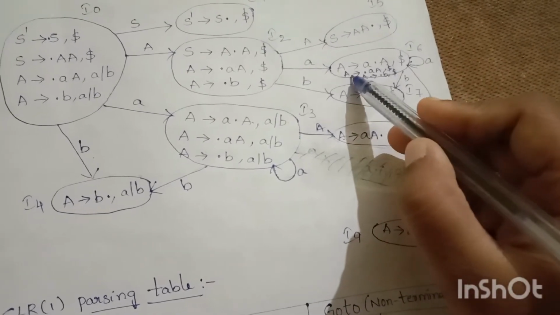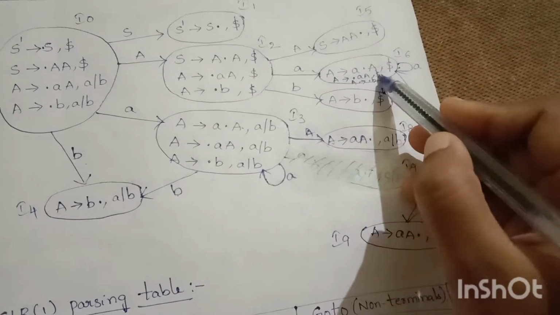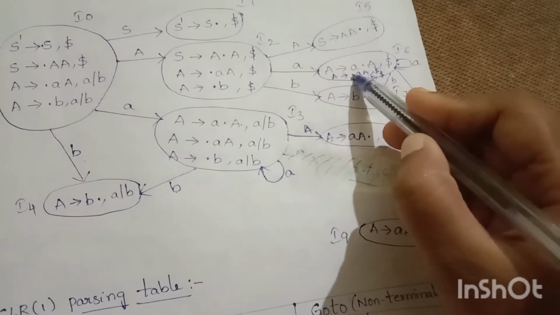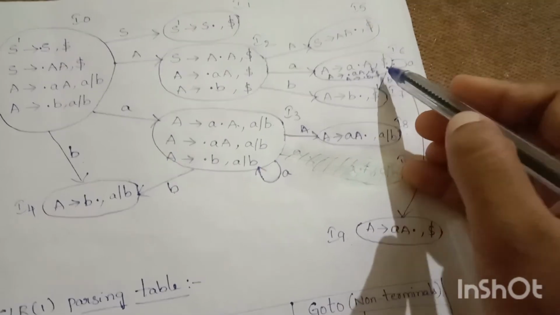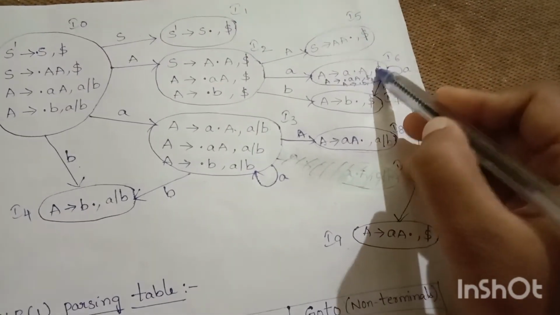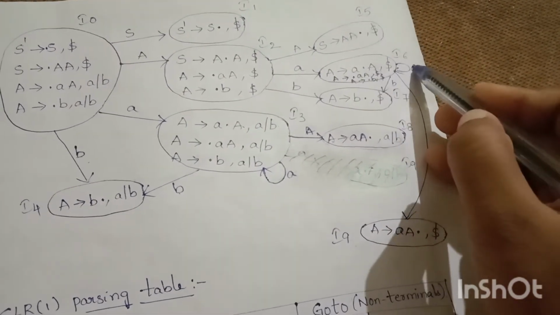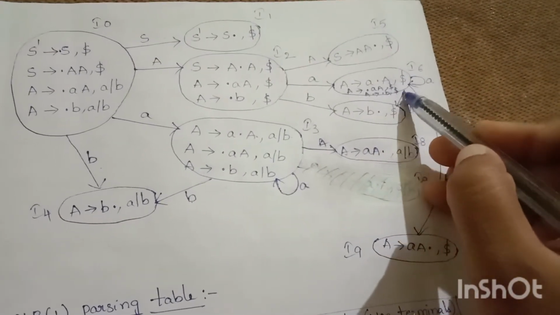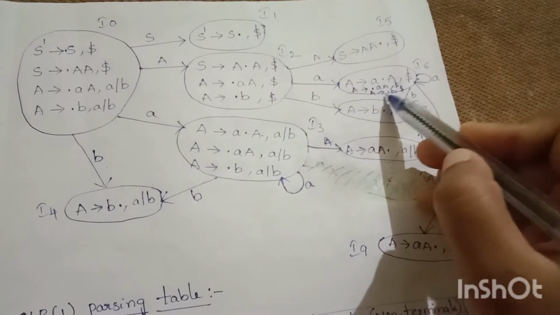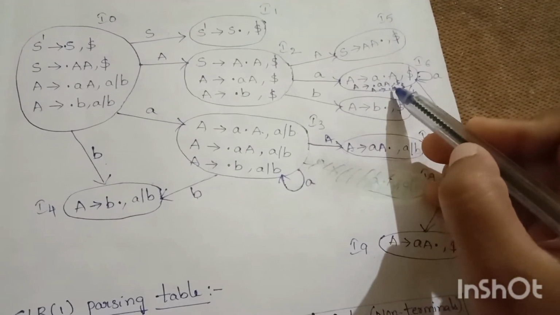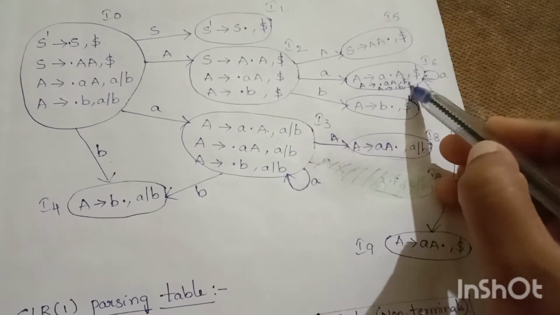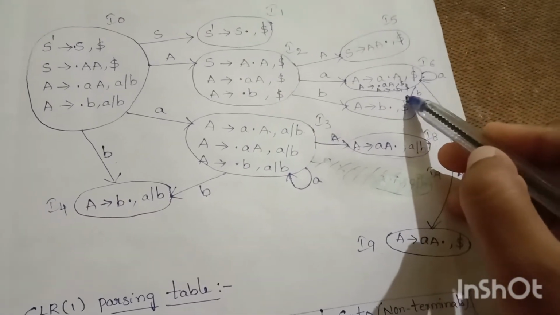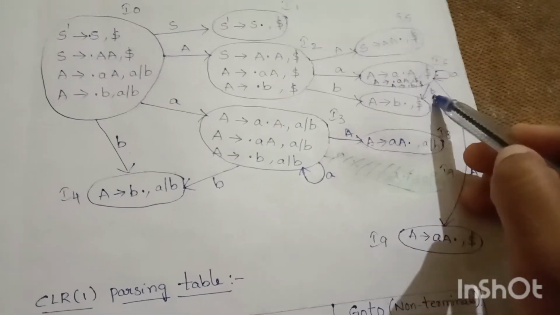Now coming to this, A tends to dot A comma dollar. Here this dot is shifted, so it becomes A tends to A dot A comma dollar. So it is already there in this same state, so I am drawing a self loop here over symbol A. And next one is A tends to dot B comma dollar. So the dot is shifted here, it becomes A tends to B dot comma dollar. That is already there in state I7, so I am drawing a transition to this on small b.